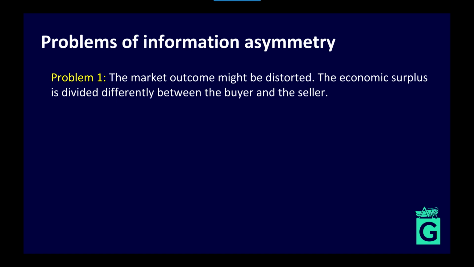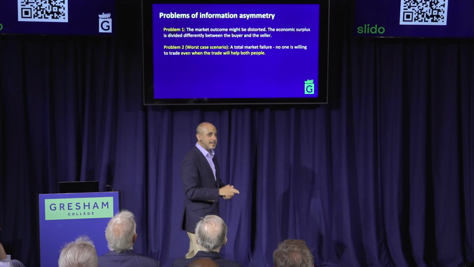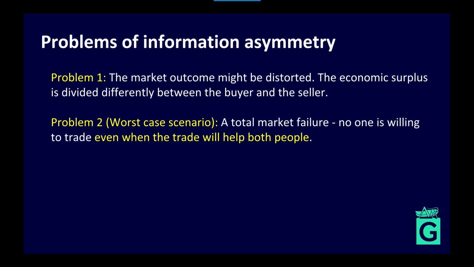What are the problems? Well, problem number one, maybe the market outcome is distorted. I know more than you, so I'm able to manipulate the terms of trade, so I end up better off than you are. Or maybe you can do that. One of the two sides will divert the economic surplus towards them.